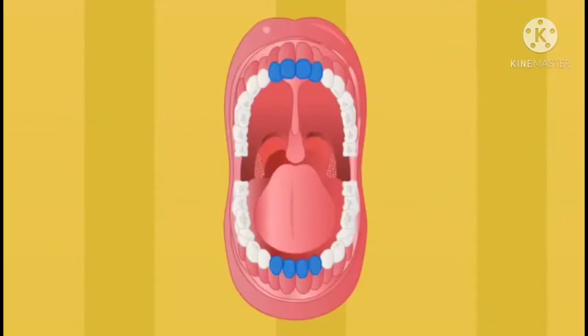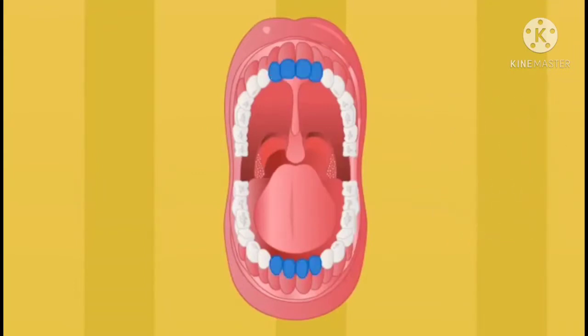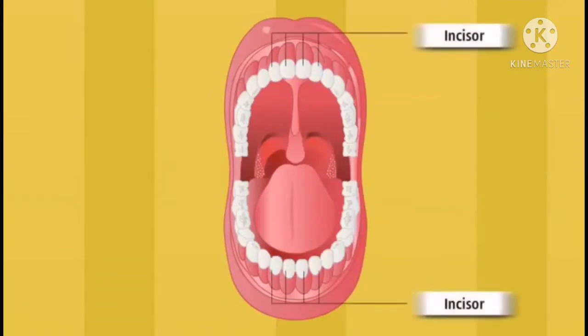Incisors are the flat teeth present in the front of the mouth. They are four in the upper jaw and four in the lower jaw, and they are like scissors. They are used for biting and cutting the food.